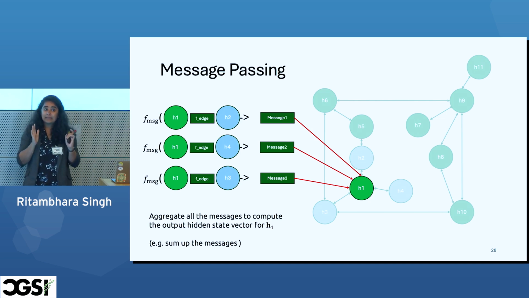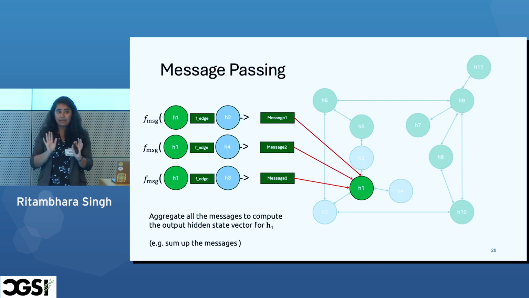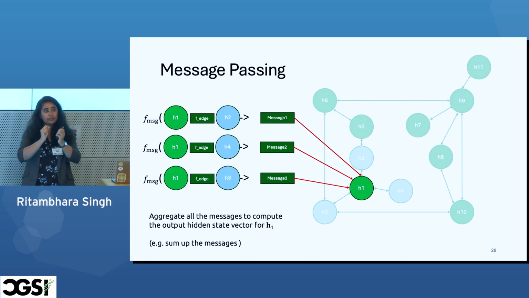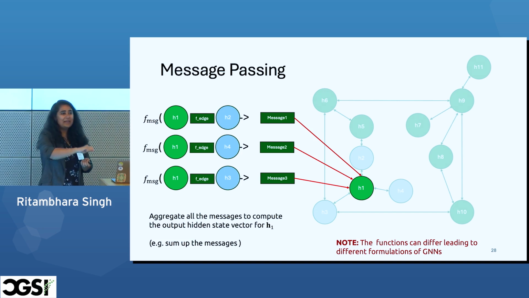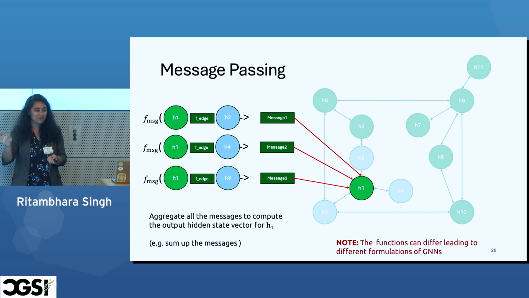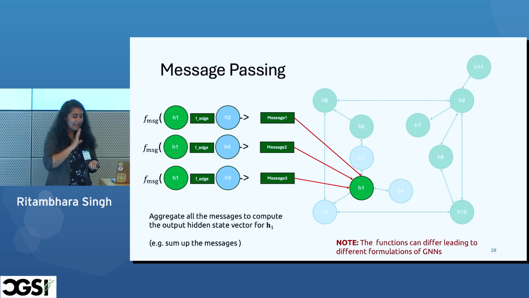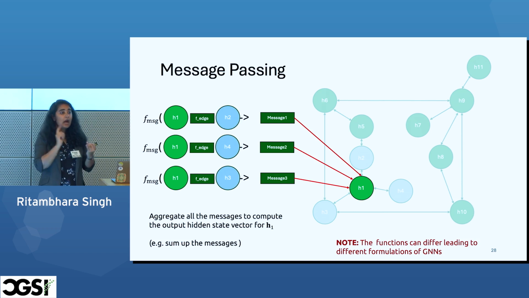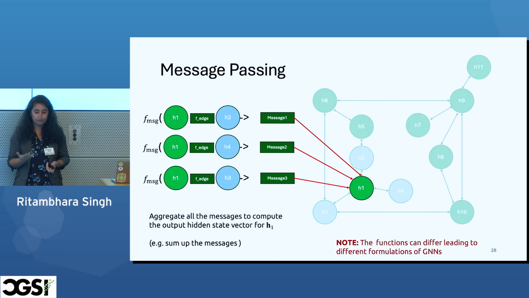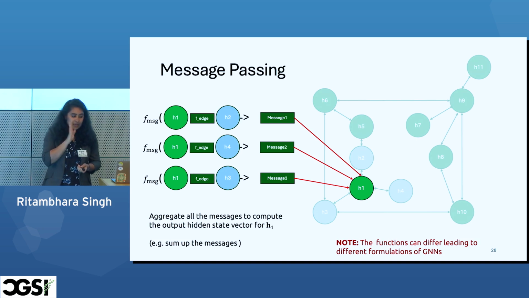Now, the message passing scheme that I have just described is a very general scheme. And as you can see, there are different functions and different decisions you can make. Depending on what decisions you make, you end up with different formulations of graph neural networks. There are tons and tons of graph neural network formulations, and I'll talk a little bit about that in the end. But basically, this is the general scheme, and then based on what decisions you make about how you want to initialize your nodes, how you want to aggregate information across your nodes, can lead to different formulations. All right, so that's message passing.